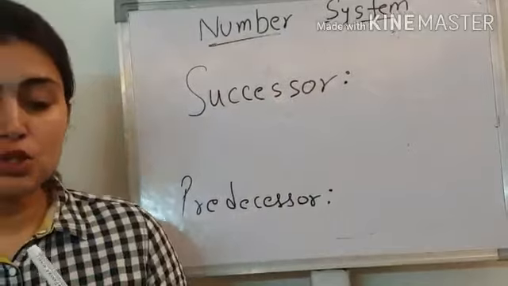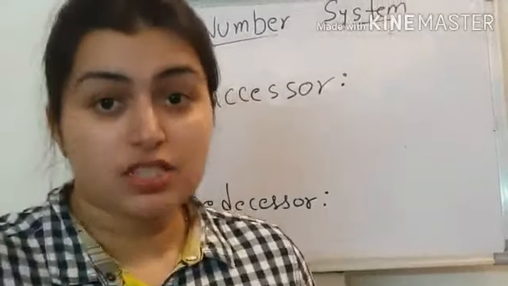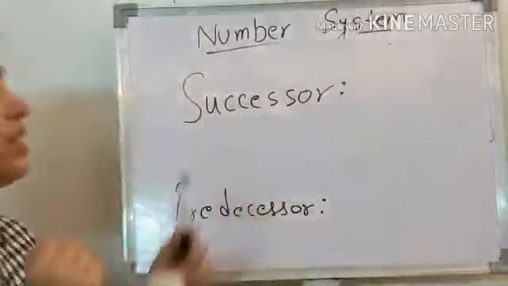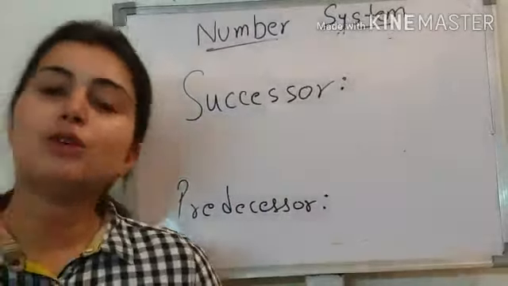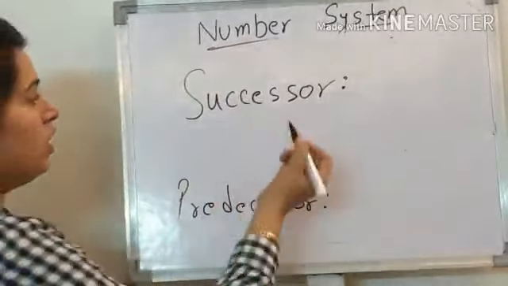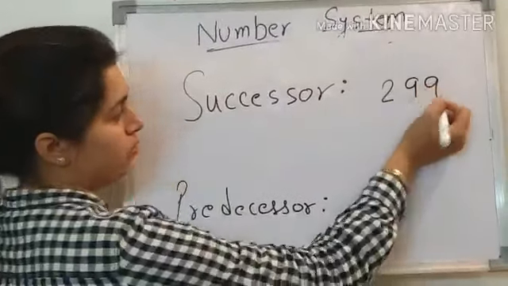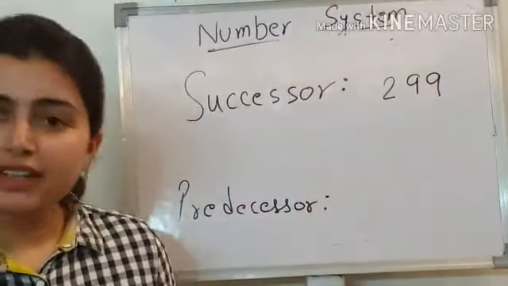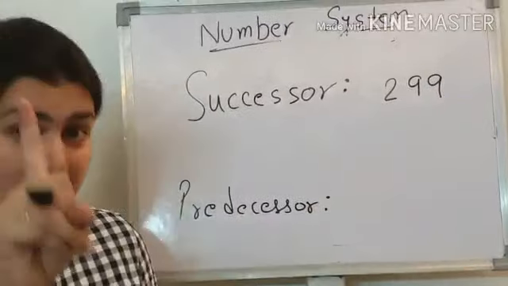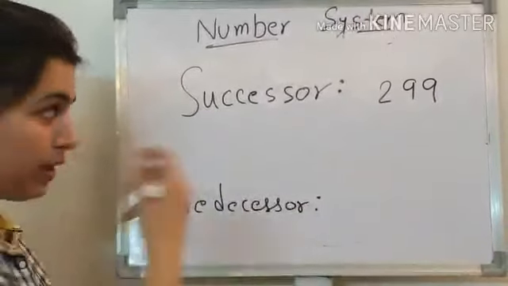Students, successor means you are moving one step ahead. So to find the successor of a number, you have to add 1. For example, suppose you have to find the successor of 299. Okay, so to find the successor, we have to add 1 to the number. Okay, I am adding 1.